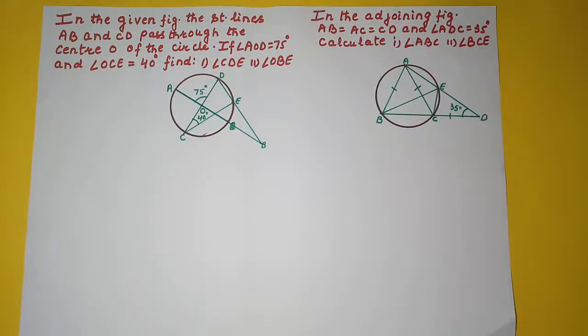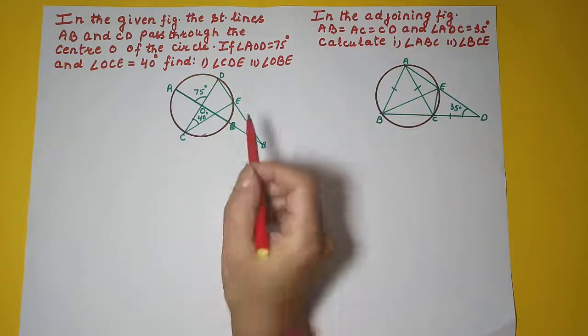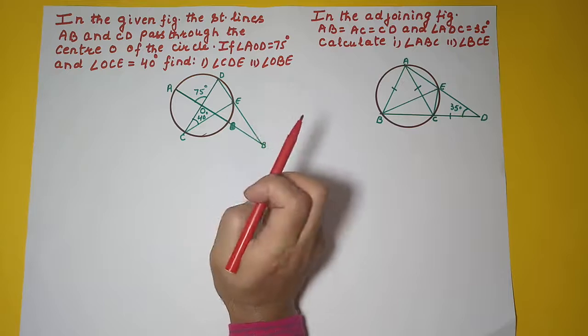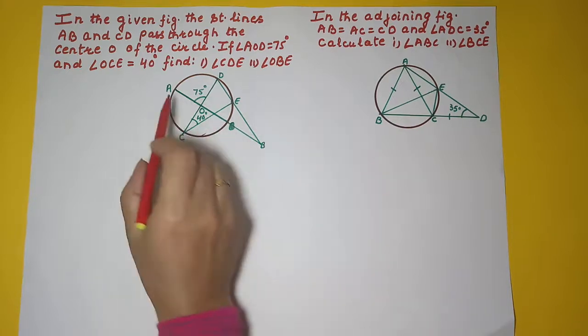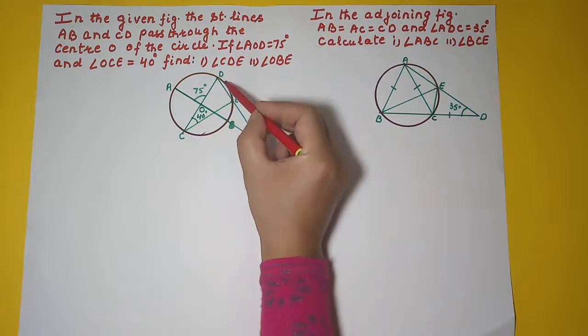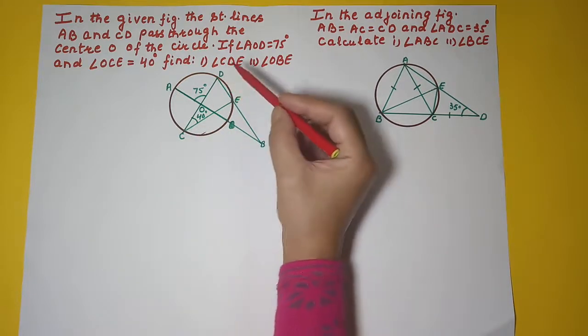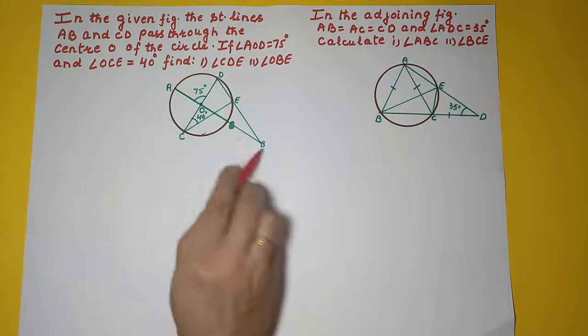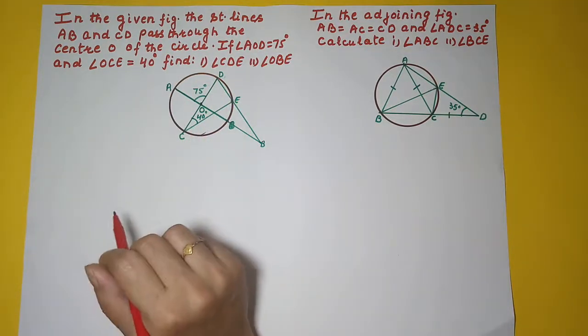Continuing with circles. So we are having the figure here. He's saying that the straight lines AB and CD pass through the center of the circle. So this is the center of the circle through which AB and CD pass.